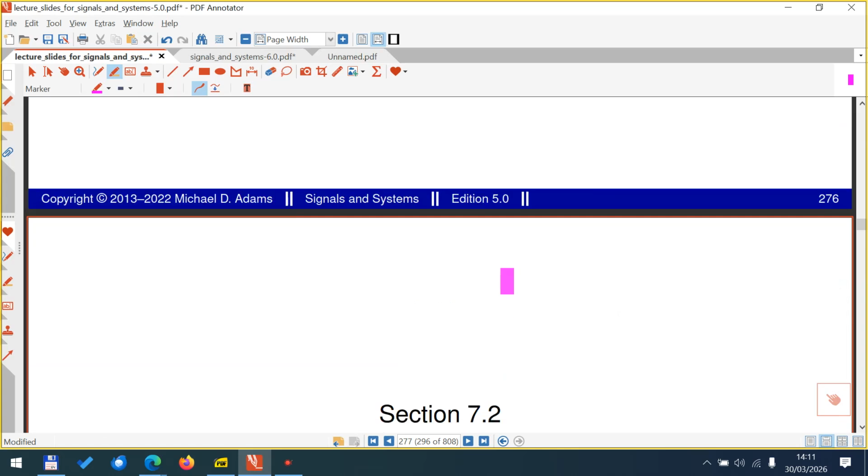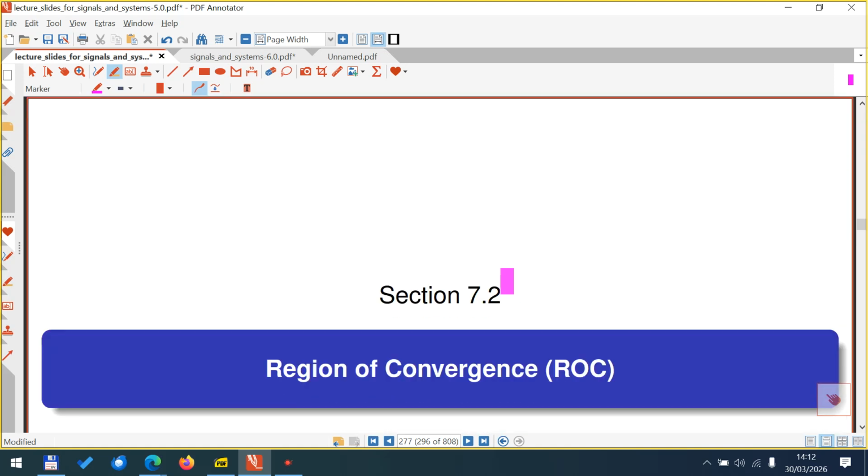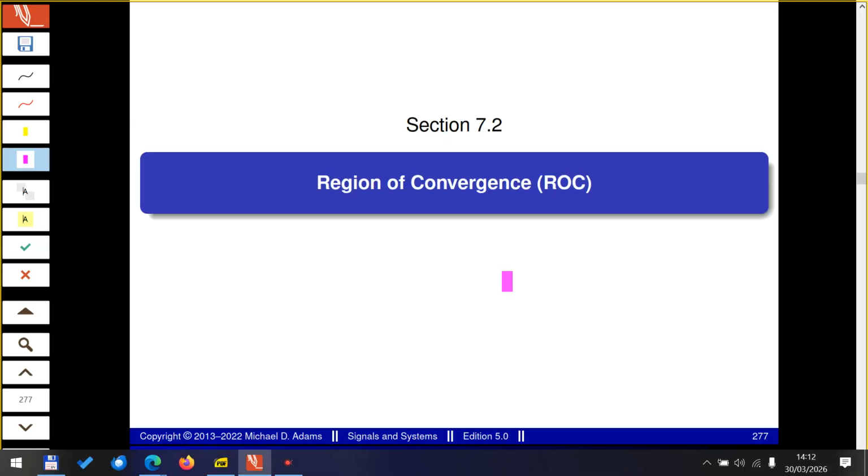so last time we started the chapter. I think it was chapter 7, Laplace transform, and we had a few examples. And the main challenging thing we learned was the region of convergence. We should say domain, but domain doesn't convey the message.